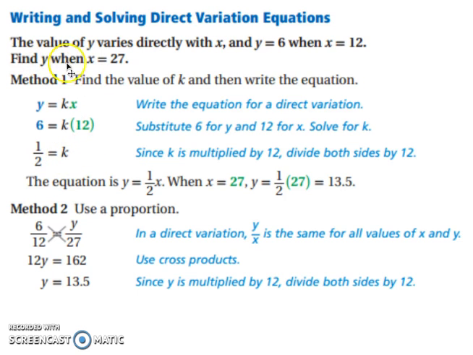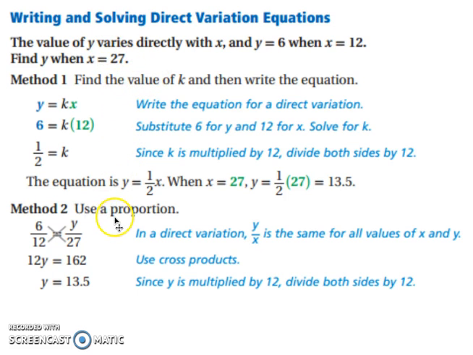Well, the second half here of the question gives us that x equals 27. So plug 27 in. What's half of 27? Well, that's 13.5. So therefore, for 6 to vary directly with 12, y is going to have to be 13.5 to vary directly with 27.